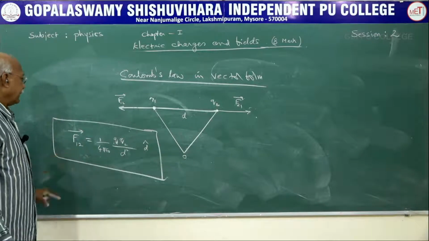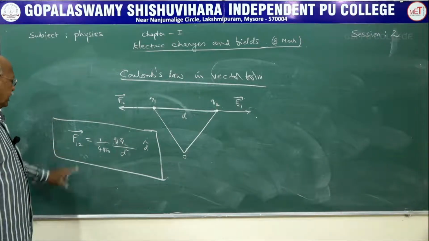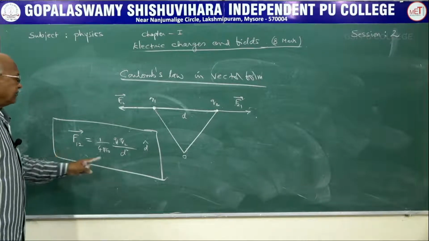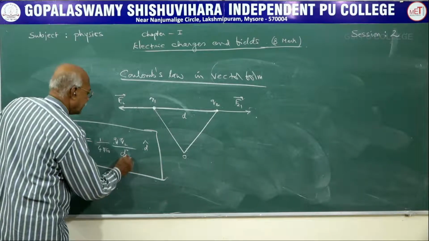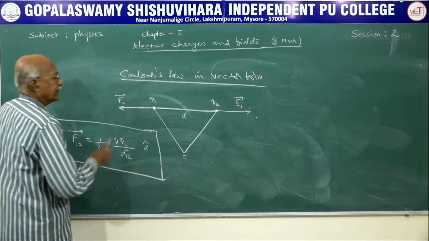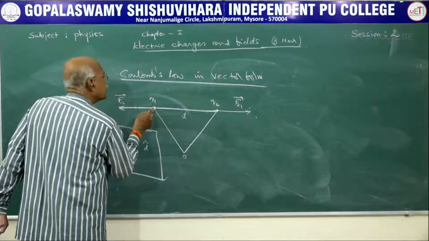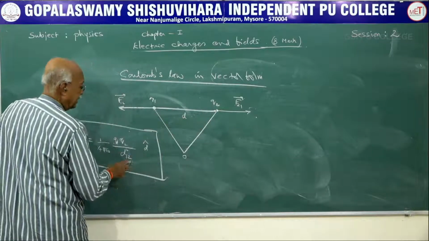So you will remember that whenever you write F12, it is the charge Q2 exerting a force on Q1, and the measurement of distances must also be done like this only, 1, 2 only. Since Q2 is exerting a force on Q1, this distance is to be taken. This is also equal to D12.